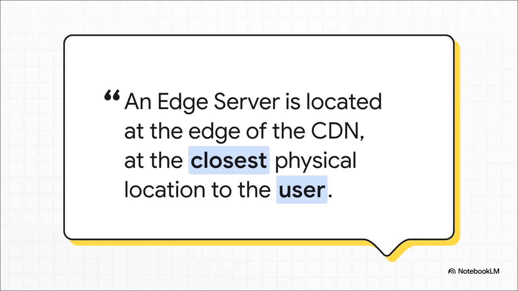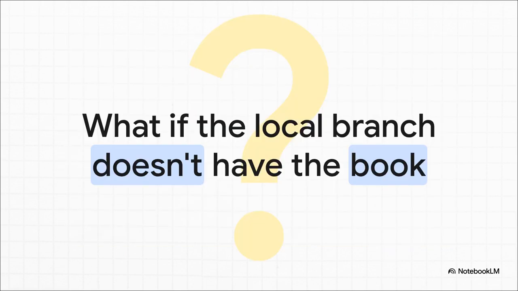Proximity is performance. Bringing the data closer to you just slashes that travel time we call latency. Okay, but that brings up a really good question. You're probably thinking, what happens if I ask for something that my nearest local branch doesn't have a copy of yet? Does the whole system just grind to a halt? No way. It's even smarter than that.